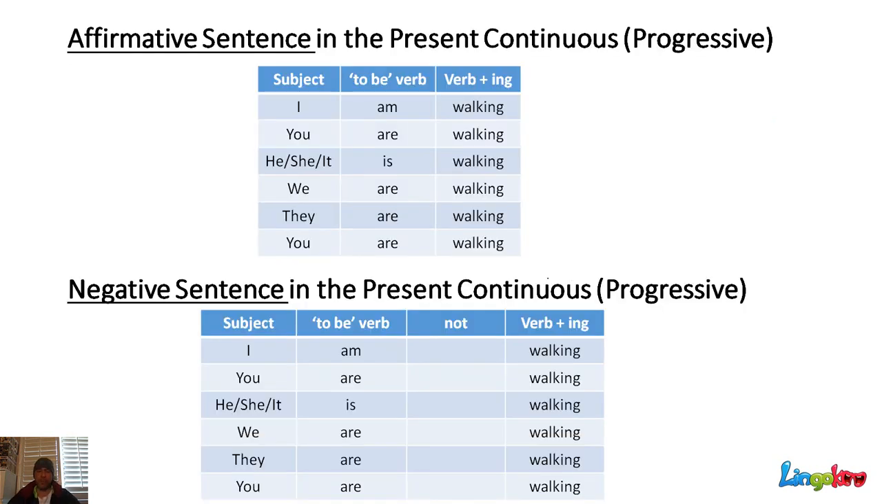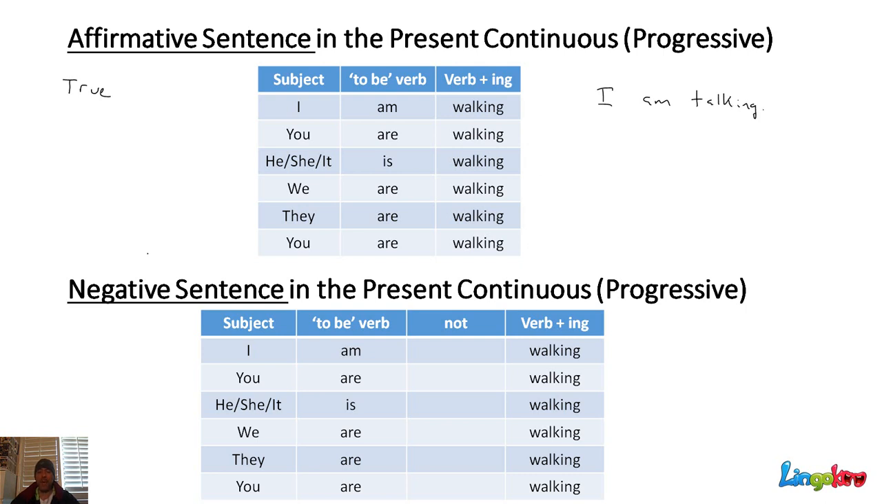Okay, so an affirmative sentence is a sentence that is true. Okay? So affirmative means true. So if I say I am walking, well, that's true. Or you are walking, this is true. All right? This is the same as when I said I am talking to my friend. Well, that's true.